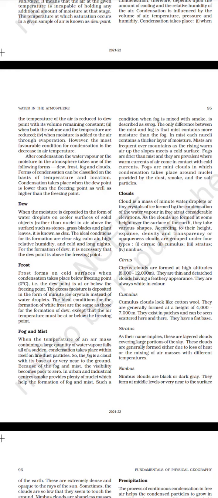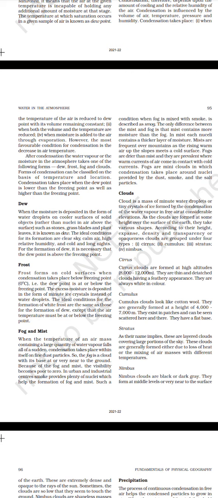Dew. When the moisture is deposited in the form of water droplets on cooler surfaces of solid objects rather than usually in air above the surface, such as stones, grass blades and plant leaves, it is known as dew. The ideal conditions for its formation are clear sky, calm air, high relative humidity and cold and long nights. For the formation of dew, it is necessary that the dew point is above the freezing point. Frost. Frost forms on cold surfaces when condensation takes place below freezing point, 0 degrees Celsius.